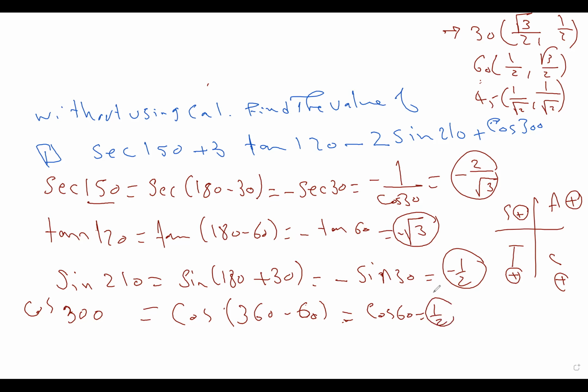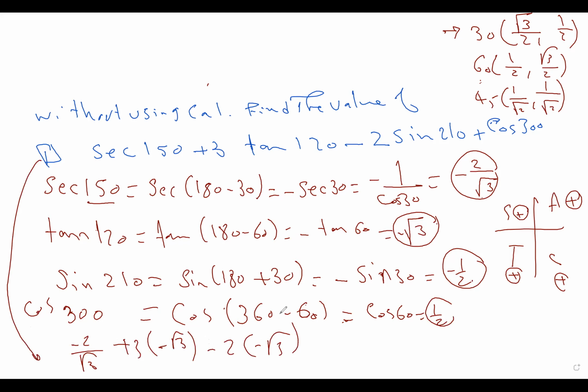And you can put these values in to find the result of the whole expression. The first will be negative 2 over root 3. Okay? Then plus 3 tan 120, which is negative root 3, minus 2 sine 210, which is negative root 3. Then cosine 300, which is 1 over 2. Okay?